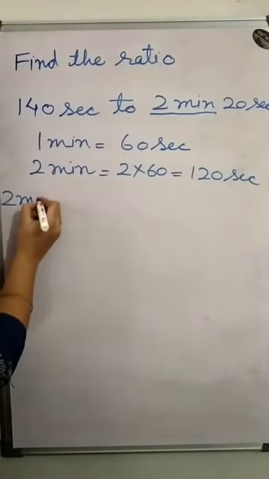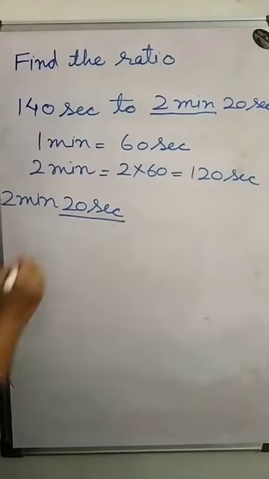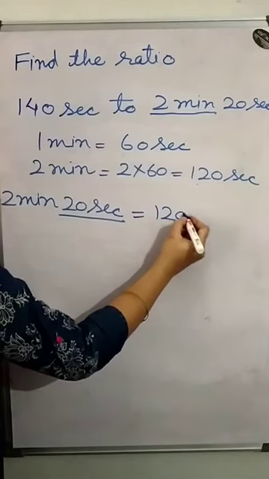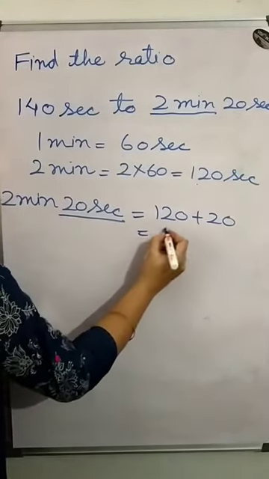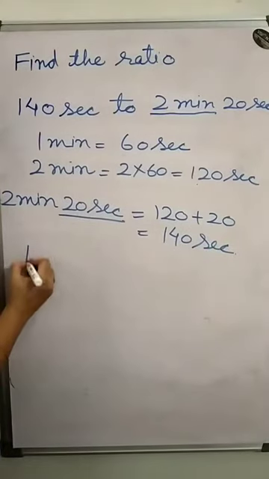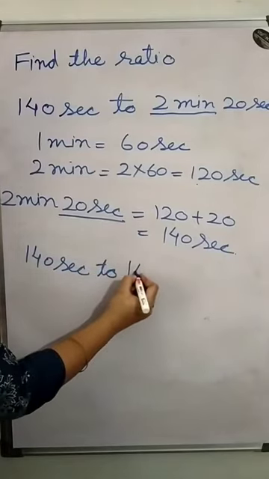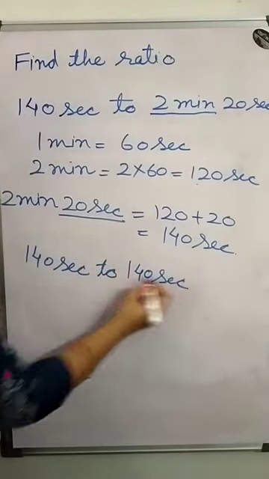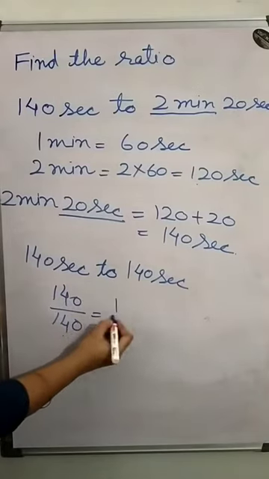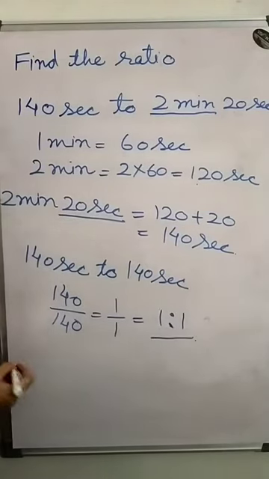And 2 minute 20 second becomes, it means we add 20 second to 2 minutes. So 20 plus 120 is equivalent to 140 second. So now these two are the same units. The question becomes 140 second to 140 second. So 140 upon 140 becomes 1 by 1, because these are the same. So the ratio becomes 1 ratio 1. So this is the solution.